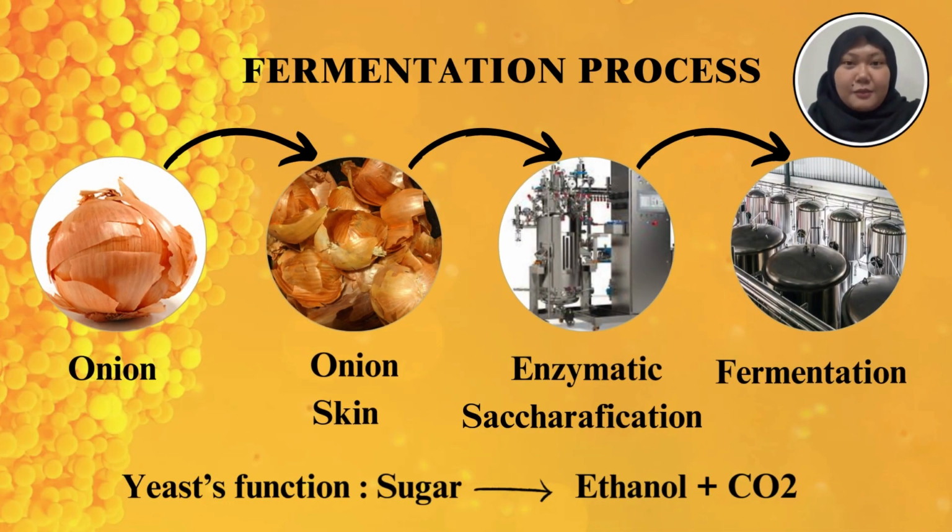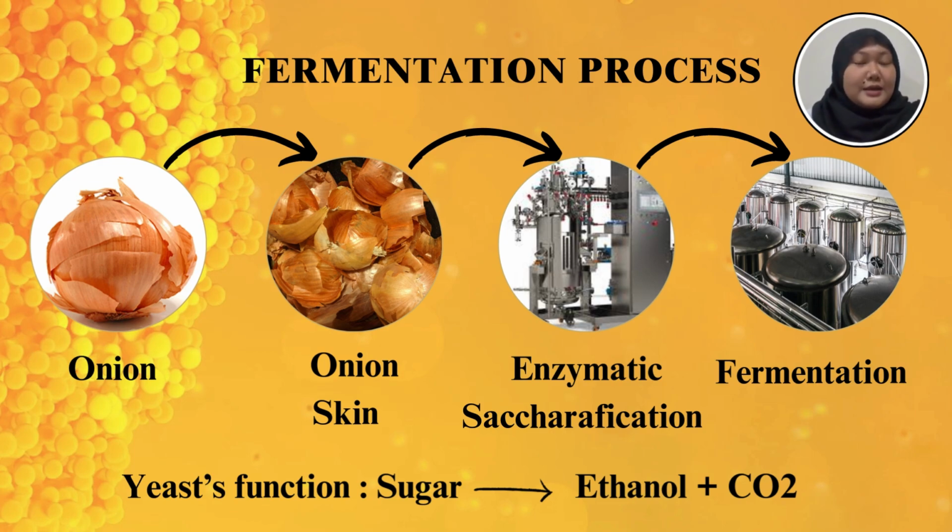In this slide, I'm going to explain the fermentation process that occurs during the production of bioethanol from the onion skin. First of all, we need the onion, and then from the onion, we take the onion waste, which is the onion skin. Why is onion skin used? Because onion skin is rich in lignin. The lignin itself contains a lot of carbohydrates, which can be a good source to convert into fermentable sugar.